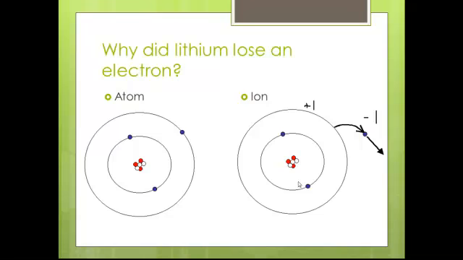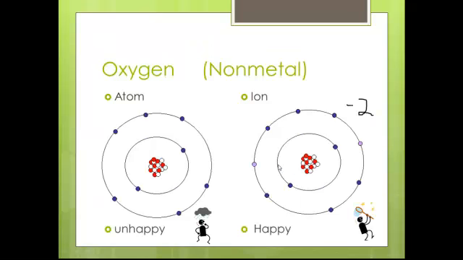So in review, why did lithium lose an electron? It lost an electron so that its first shell was full. That's called a stable duet, or having 2 electrons in that first shell.